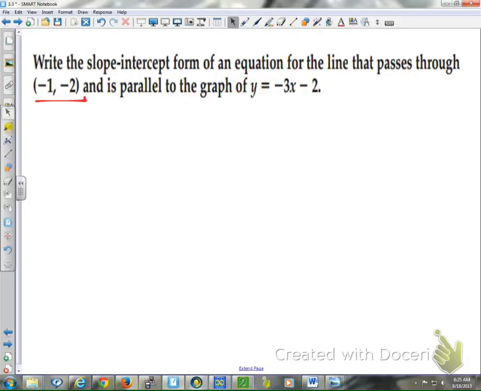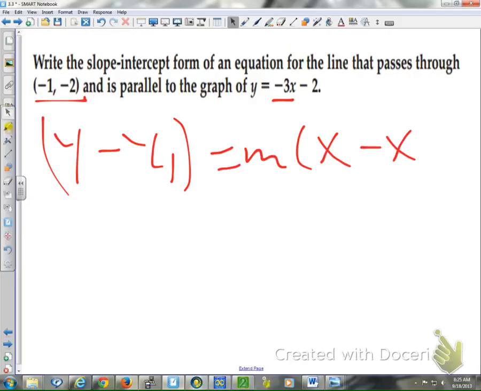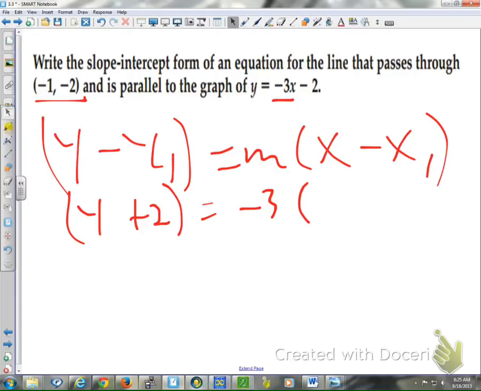So we have a point, we have our slope. Point and a slope. How should we find our equation for a line? Point slope form. Y minus y1 equals m times x minus x1. So our slope is -3, and our point is -1, -2. So y minus -2 equals -3 times x minus -1, which again would be +1.